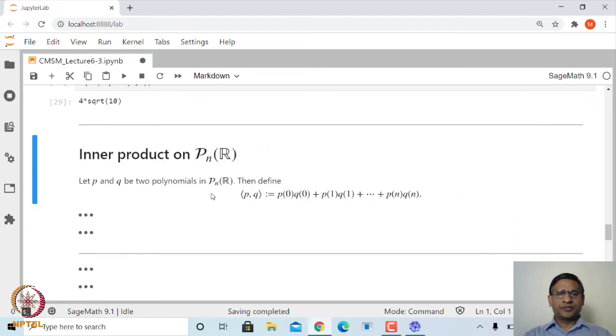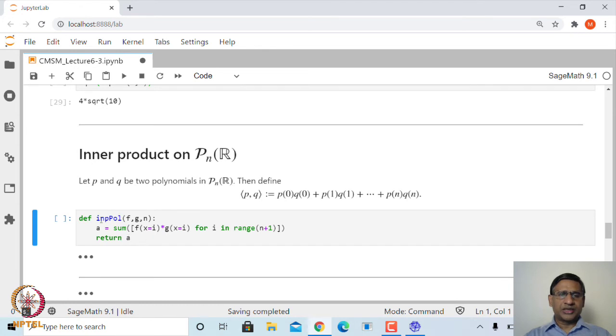You can also define inner product on P_n(R), this is set of all polynomials of degree less than or equal to n. One way to define is this, take any two polynomials P and Q of degree n over R, and define inner product of P with Q as P(0) into Q(0) plus P(1) into Q(1) plus dot dot dot P(n) into Q(n), and it is very easy to check that this is an inner product.